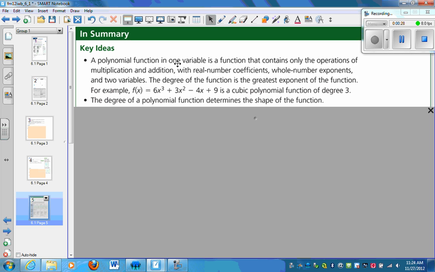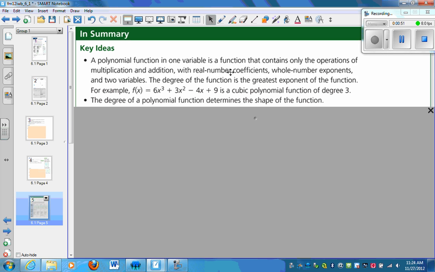A polynomial function in one variable is a function that contains only the operations of multiplication and addition with real number coefficients. So it's 6, 3, -4, 9. Those are real numbers. Whole number exponents, cubed, squared. This is 1. And 2 variables.